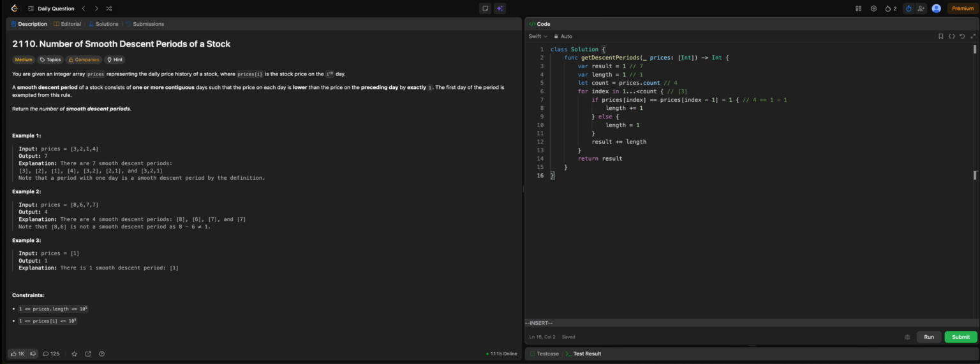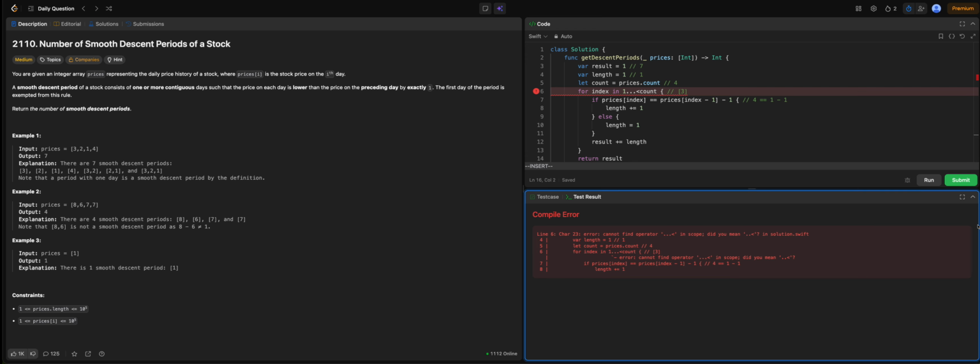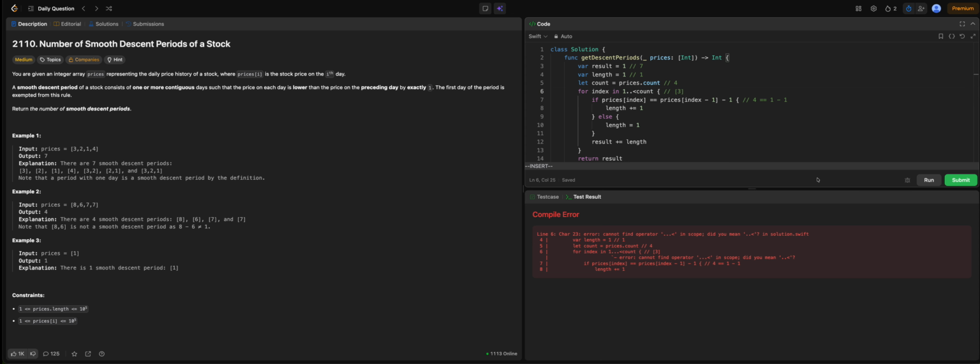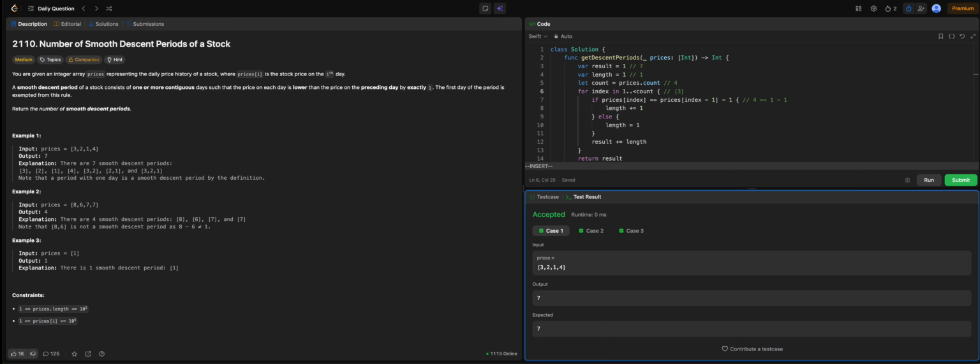Right. Let's try to run the program, or do I have a typo in here? Exactly, I have a typo of an extra dot in here. So if I try to run it, yep, I think that is pretty much it. Let's try to submit it and see whether it solves all the test cases or not.